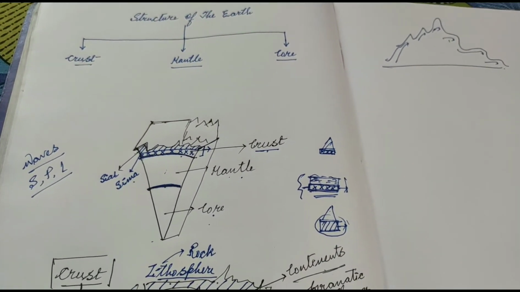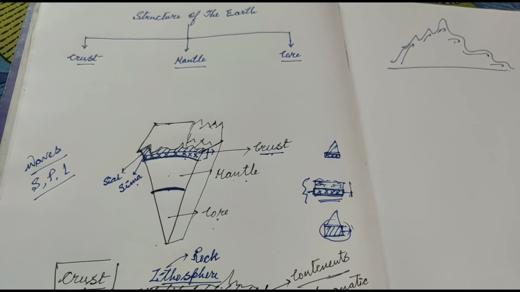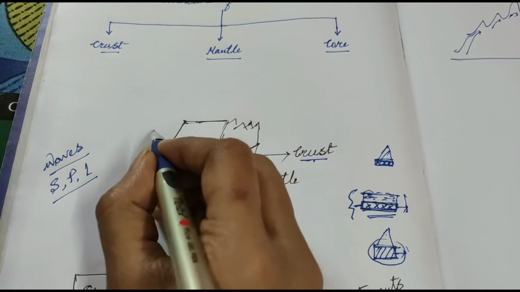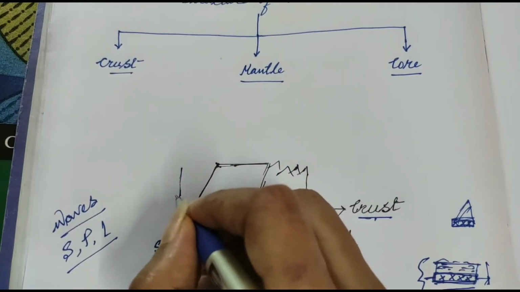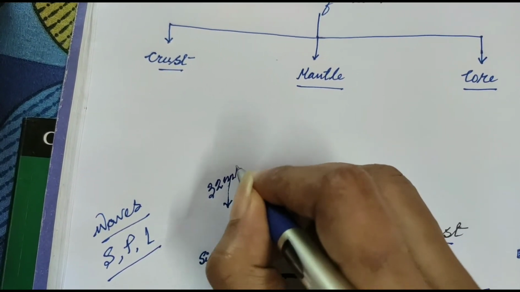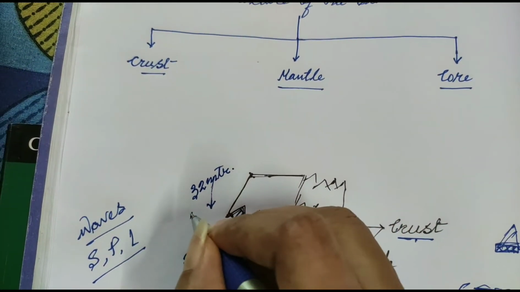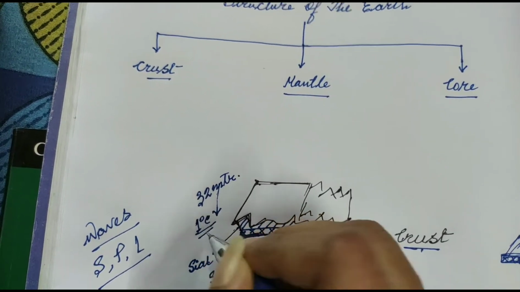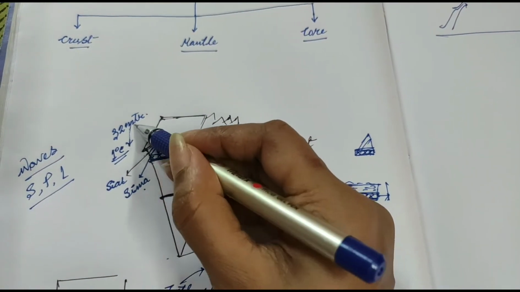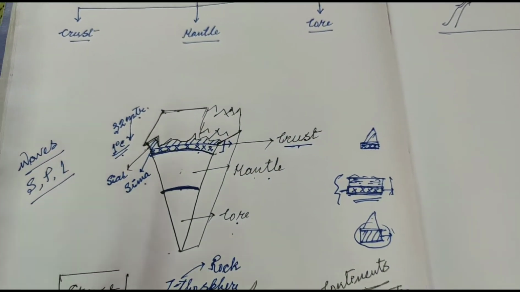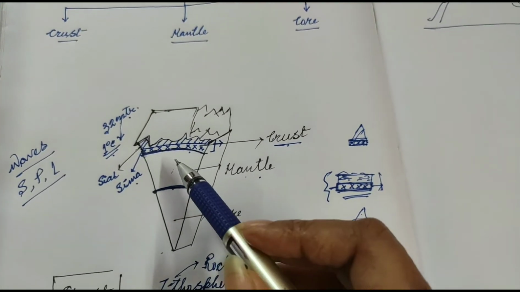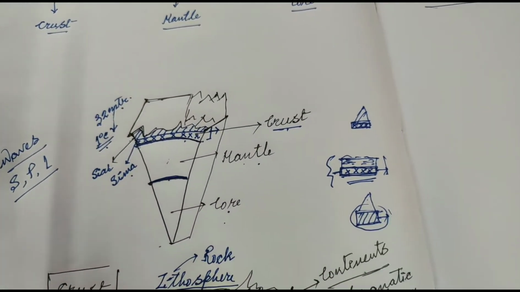Temperature is continuously increasing, up to 1 degree centigrade for every 32 meters. If I go inside 32 meters, then 1 degree centigrade will increase. So here, how much I will go inside, this much the temperature will increase.